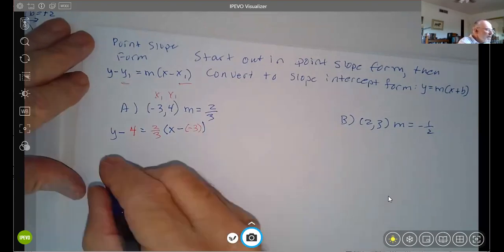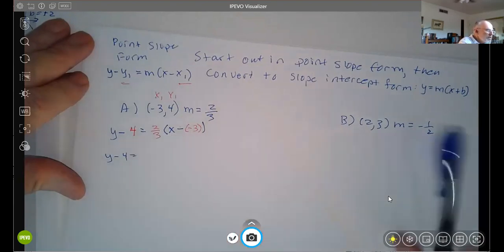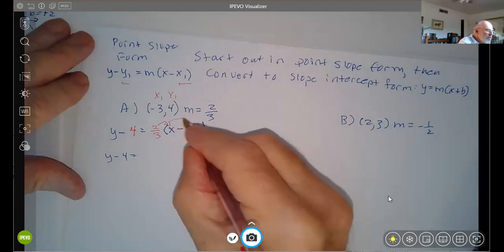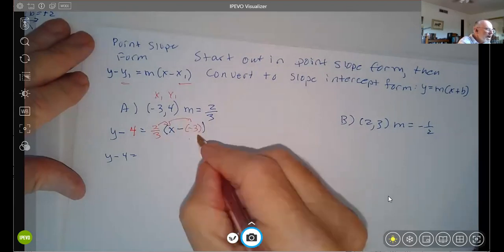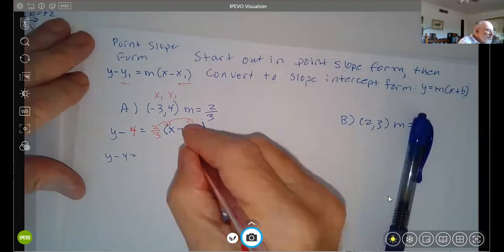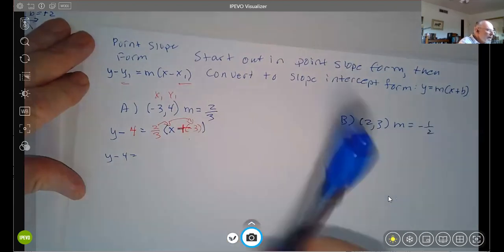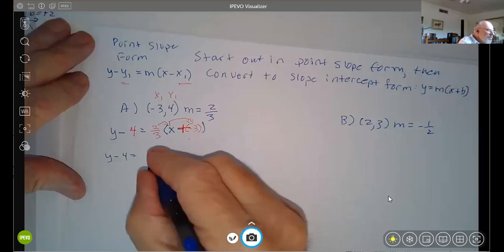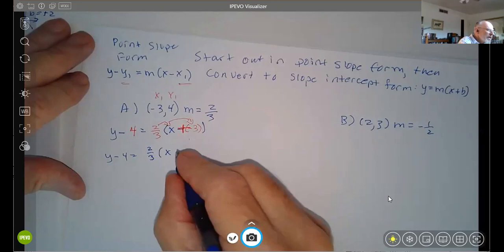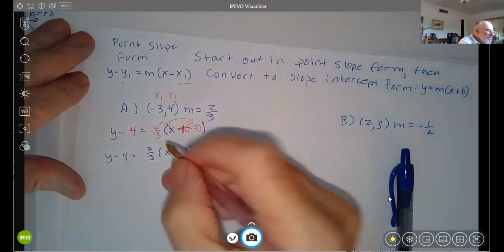So I have y minus 4 equals, now this is distribution here, 2/3 times 1x is 2/3 x. Oh, and we have a negative times a negative equals a positive. So we want to do that actually first. We want to change this basically to a positive. So y minus 4 equals 2/3 times x plus 3 now. So then let's go ahead and do the distribution.